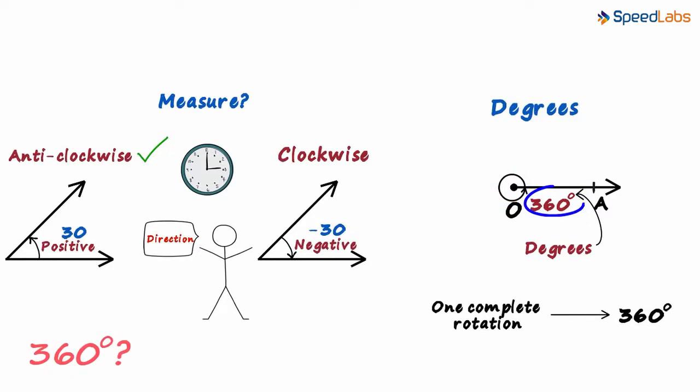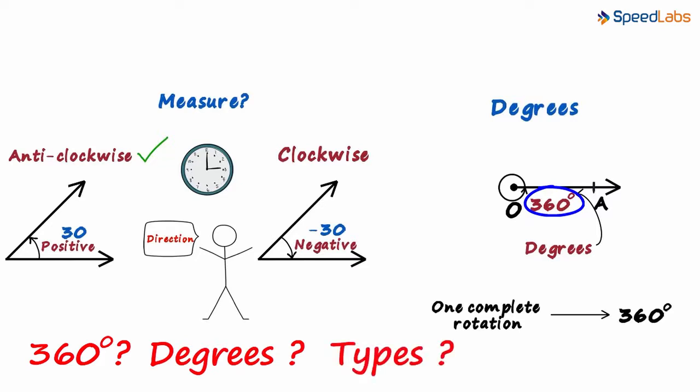But why the number 360? Is there any other way to measure an angle apart from degrees? What are the different types of angles? We understand all this in the coming videos.